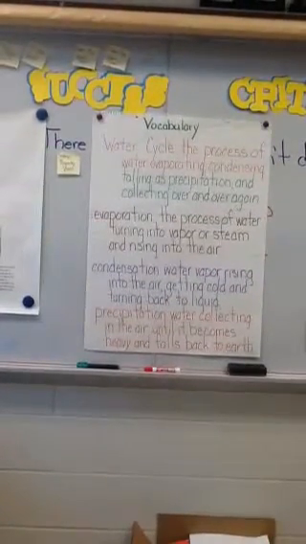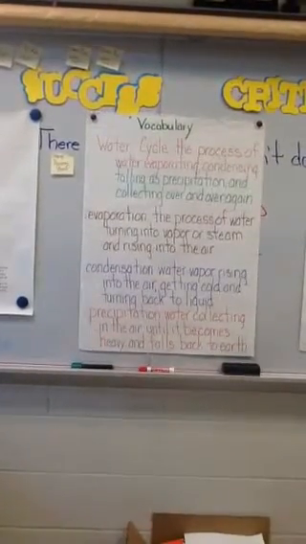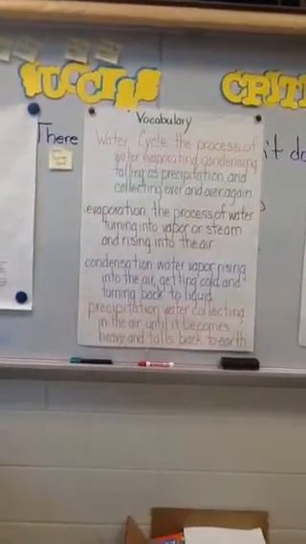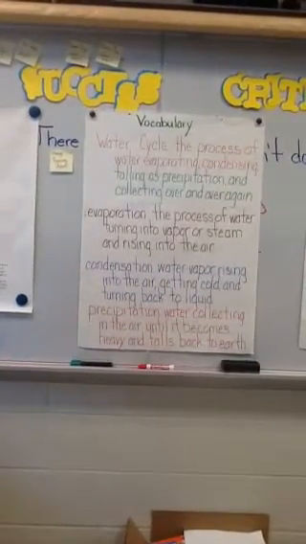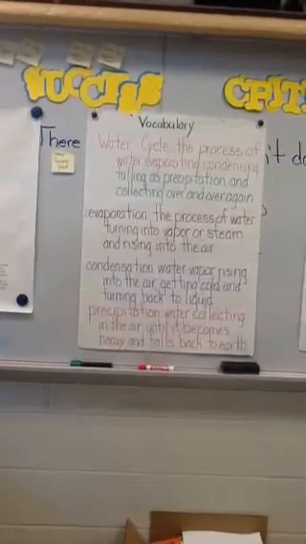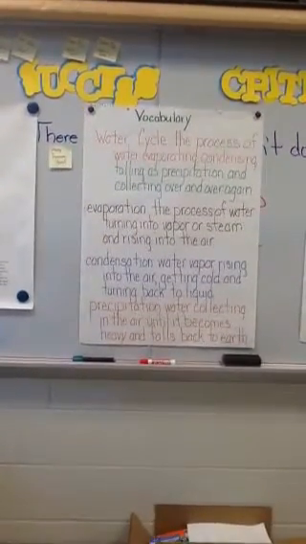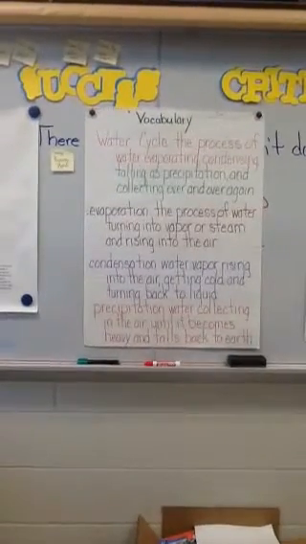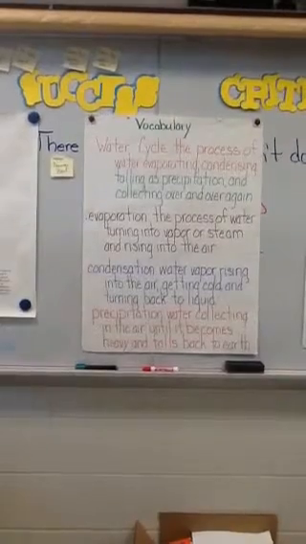The next one is condensation. What is it? Condensation. Condensation is water vapor rising into the air, getting cold, and turning back into liquid. I'll read it again. Condensation is water vapor rising into the air, getting cold, and turning back into liquid. What is condensation? Water vapor rising into the air, getting cold, and turning back to liquid. Good.